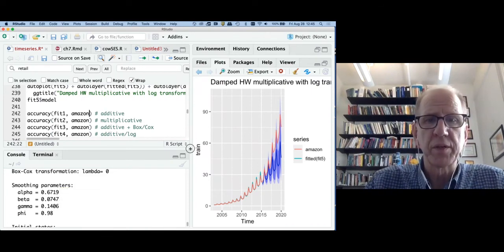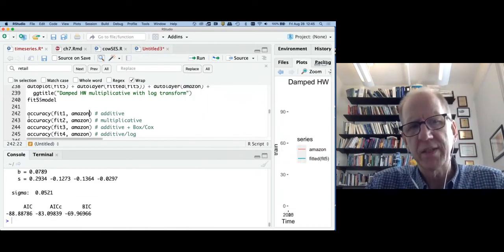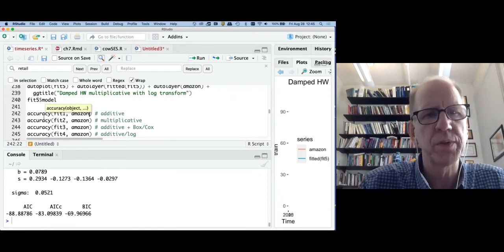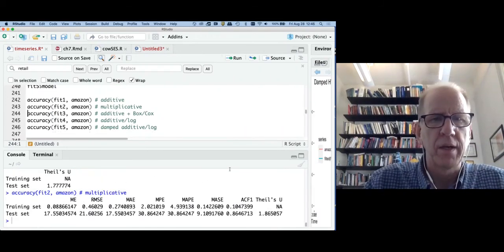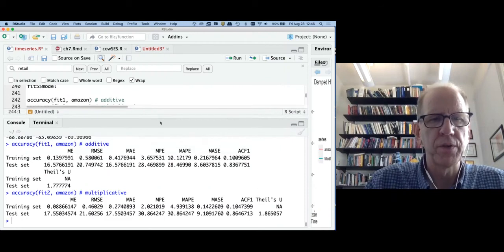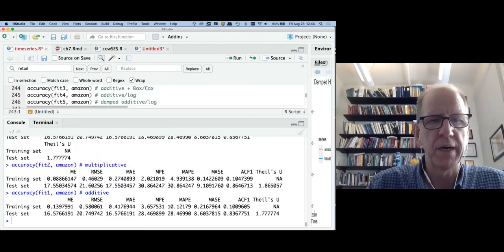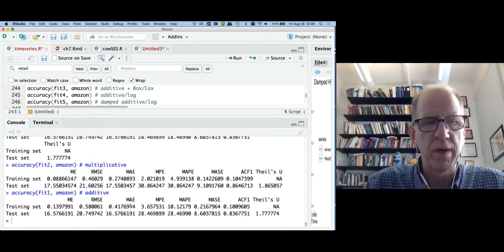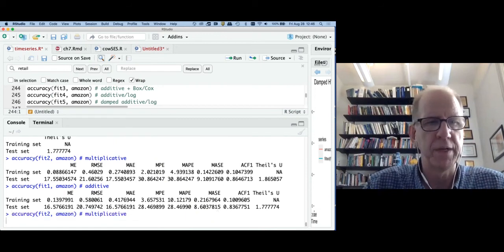Well, another thing that we can do is apply this to the test set. So we can do this with the accuracy function. And so this was the first, let's go back to the first model. This was the one with the additive seasonal effect. We have it for both the test and the training set, all of our fit measures.